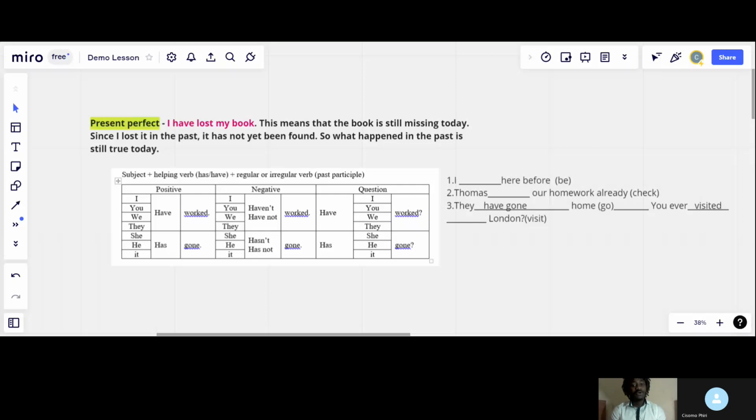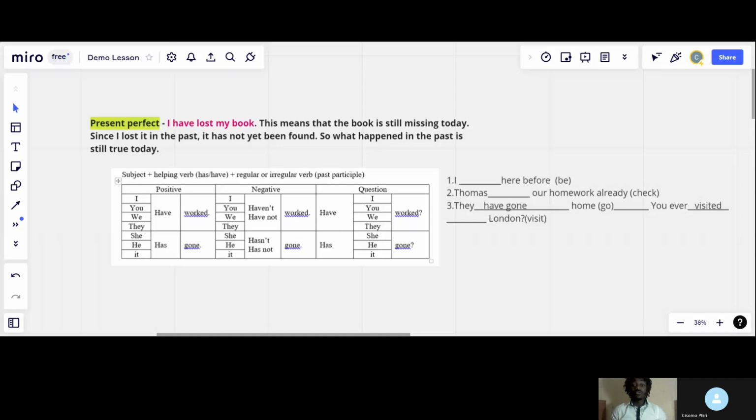So now let us look at how to construct a negative sentence in present perfect. You start with the subject, I, you, we, she, and then you use the negative, which is have plus not, or in short, haven't, or has plus not, in short, hasn't. She hasn't gone, I haven't gone, we haven't worked.